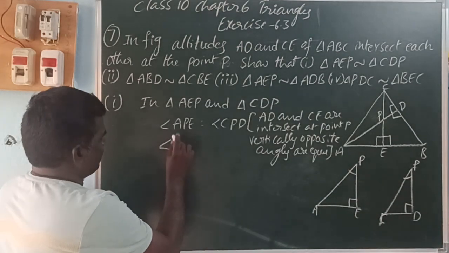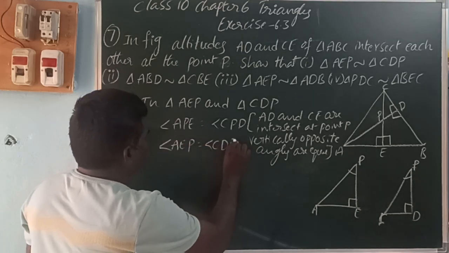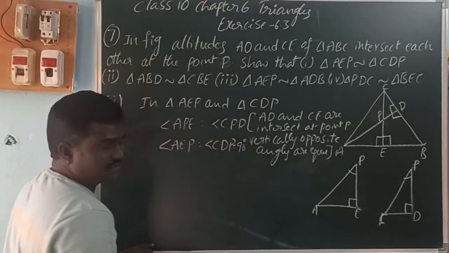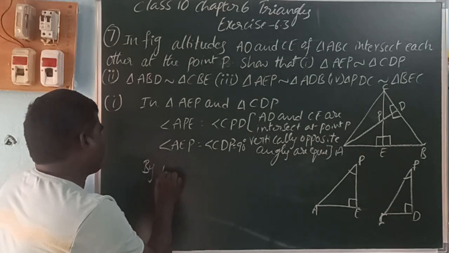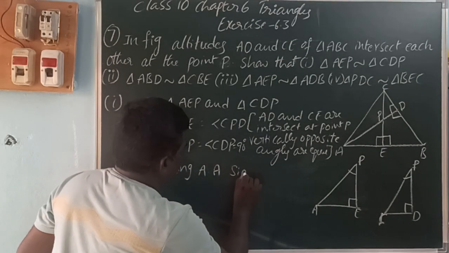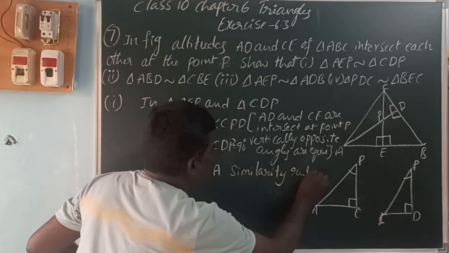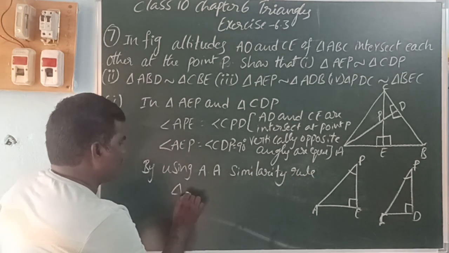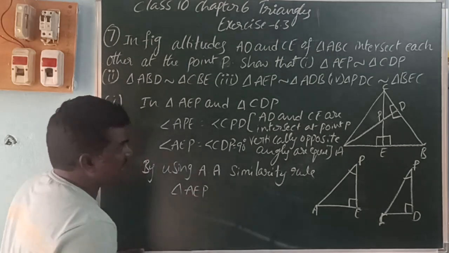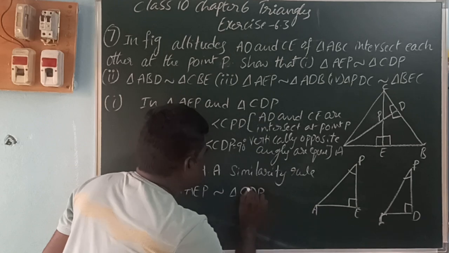Next, angle AEP is equal to angle CDP, which is equal to 90 degrees. So therefore, by using the angle similarity rule, triangle AEP is similar with triangle CDP.